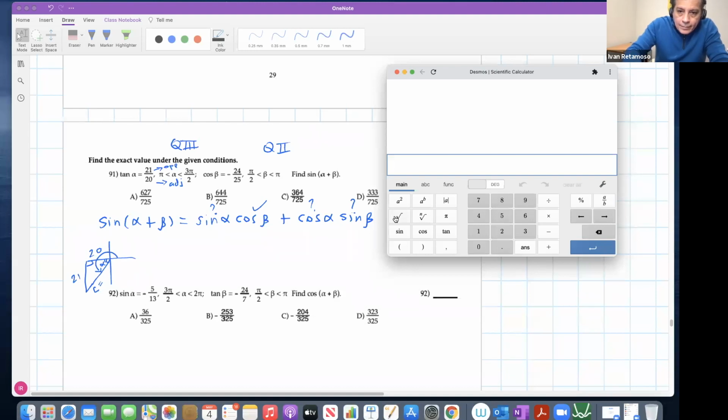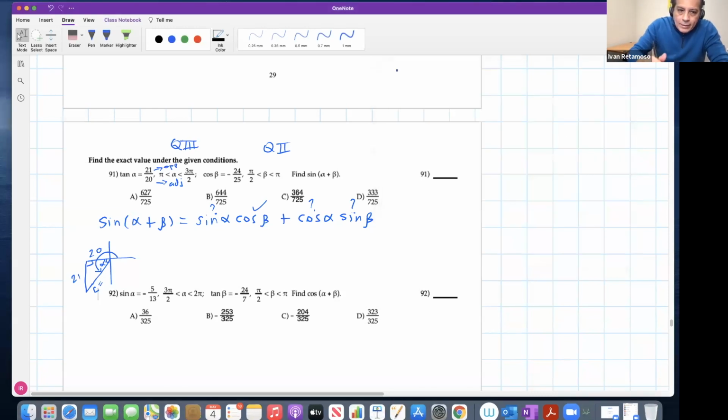21 squared plus 20 squared, right? This is what it is. 20 squared, put it within parentheses. Yeah. What is that? It's going to be this guy, 29, right? You found it here, 29.